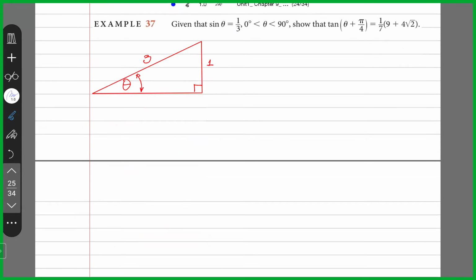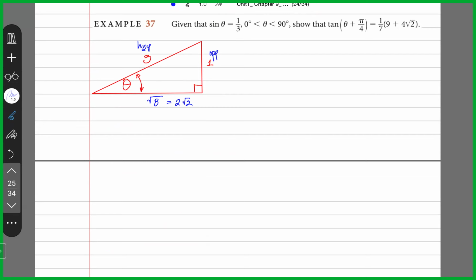Example 37 says that the sine of the angle theta is equal to 1/3. Sine is opposite over hypotenuse. So if you put theta in a right angle triangle, the side that would be adjacent to theta would be the root of 9 minus 1, which would be the root of 8, which is actually 2 root 2. Root of 8 is 2 root 2. And so we're asked to determine the tangent of theta plus pi by 4.